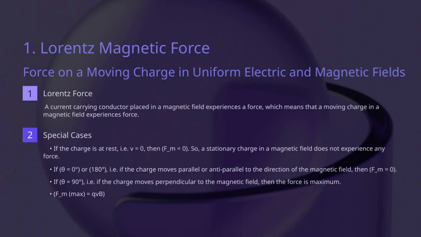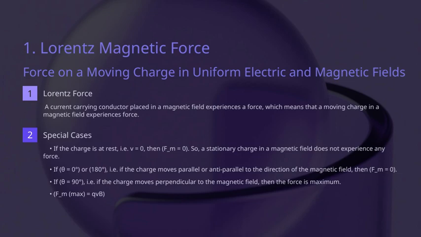On the other hand, if the charge moves parallel or anti-parallel to the magnetic field, so when theta is 0 or 180 degrees, the force becomes 0. This is because the sine of these angles is 0, resulting in no magnetic force acting on the charge. Additionally, if the charge is at rest, meaning its velocity v is 0, then the magnetic force is also 0. So, a stationary charge in a magnetic field doesn't experience any force at all.